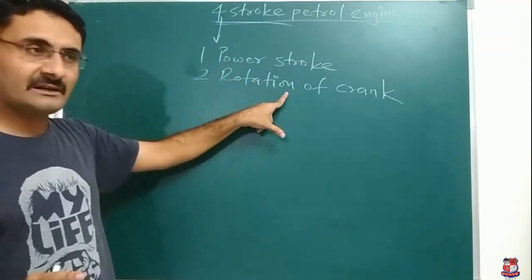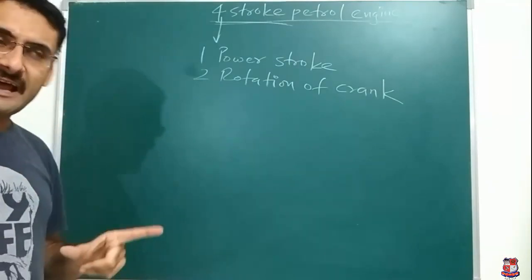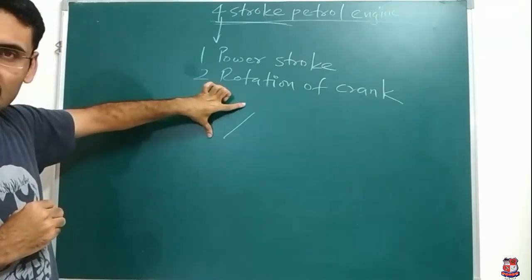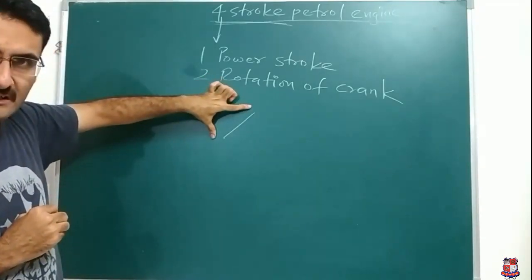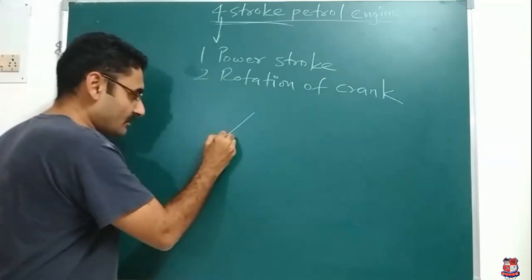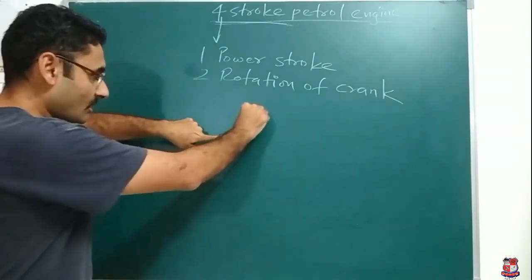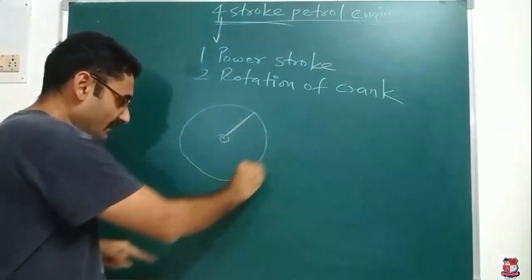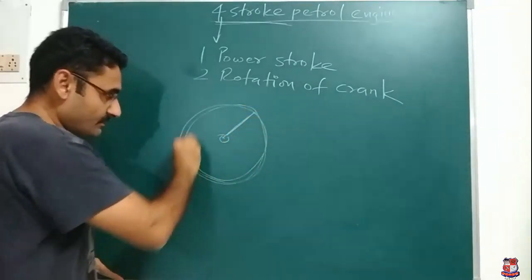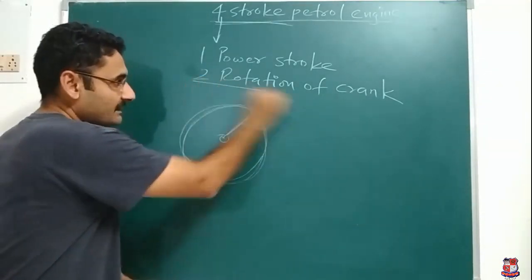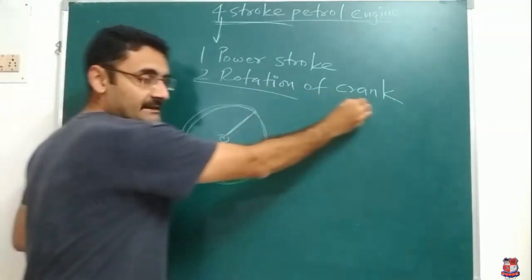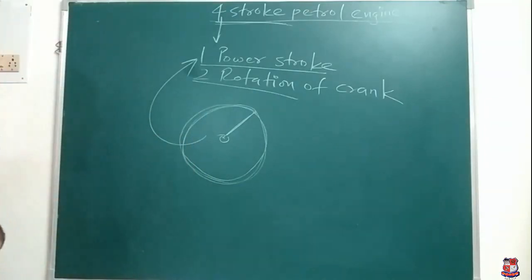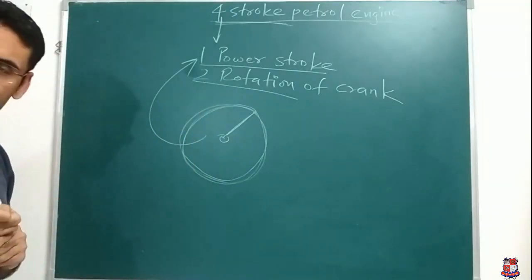Now crank means it is a piece of a rod which is fixed at one of its ends. Supposing I consider this type of rod, that is known as crank. That rod is fixed at one of its ends, supposing over here. That means that rod can rotate like this. When the crank completes its first rotation, then second rotation, 2 rotations are done for the crank, and within that we will get 1 power stroke. So that is the meaning of 4-stroke engine.